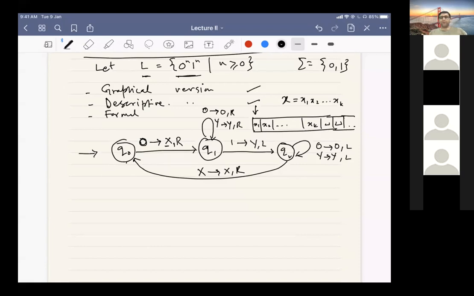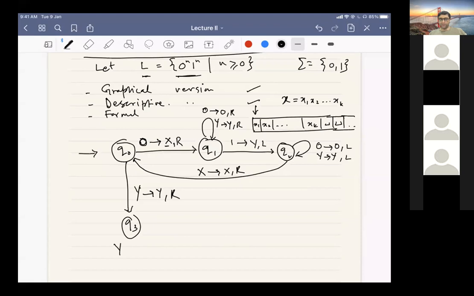Now we can find a second zero and a third zero and so on and so forth. But at one point we will see that there are no more zeros. We will only see Y's and X's, right? So if it finds Y, it goes to Q3. When it finds Y, it does not change anything. It just goes to the right-hand side, and it moves the state of the machine into Q3.